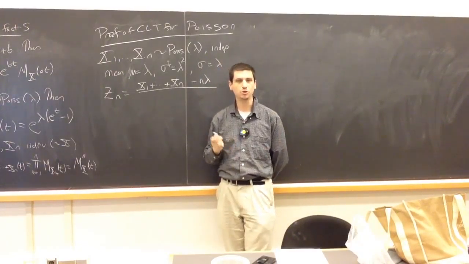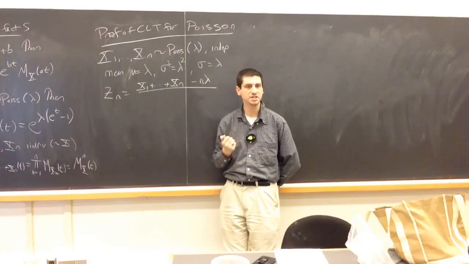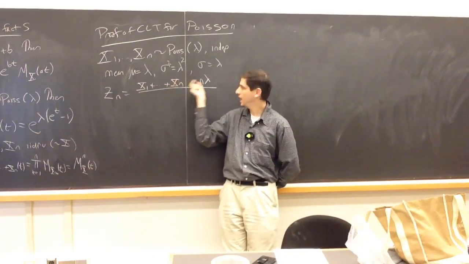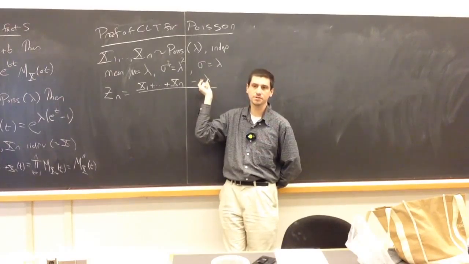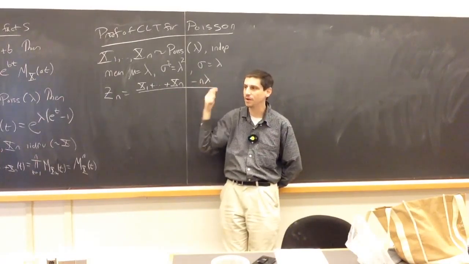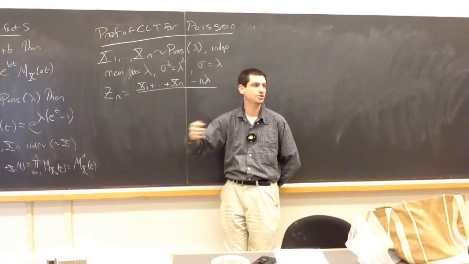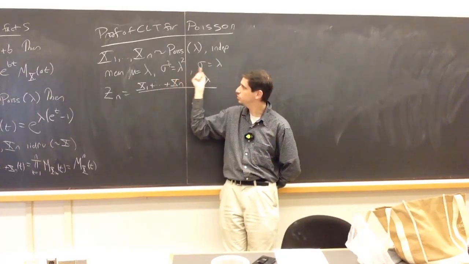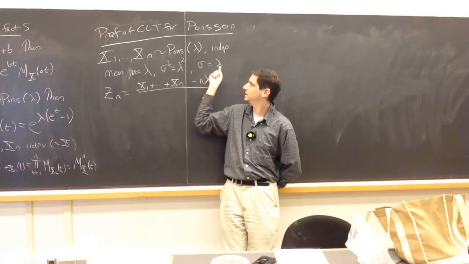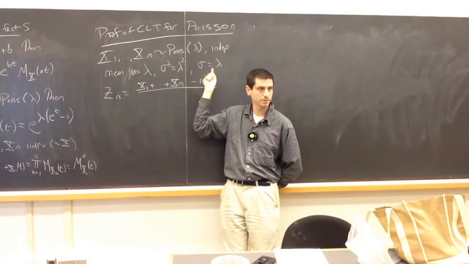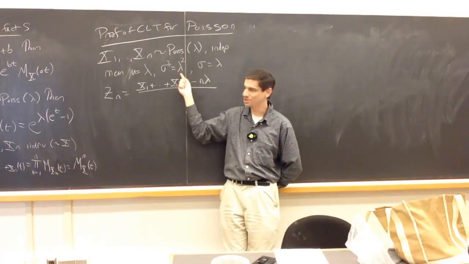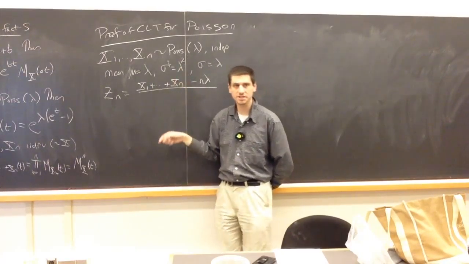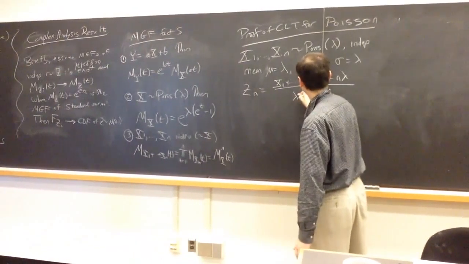And now I want to normalize it, so I want it to have standard deviation 1. The variance of a sum is the sum of the variances. I don't have to worry about this n lambda, because if I shift everything by n lambda, I'm not changing the fluctuations. So the variance of a sum is the sum of the variances. Each one has variance lambda squared. So the variance of the sum is n lambda squared. I divide by the standard deviation. It's going to be lambda square root of n.